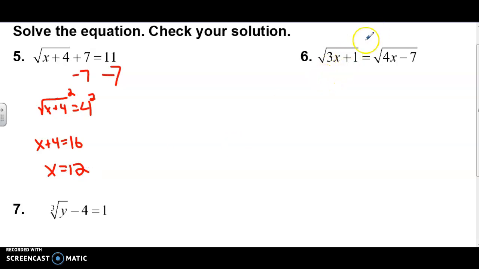For this one, you square both sides. Do the inverse operation of the square root, and you would get 3x plus 1 equals 4x minus 7. Then when we solve, you subtract 3x from both sides, add 7 to both sides, you'd get 8 equals x.